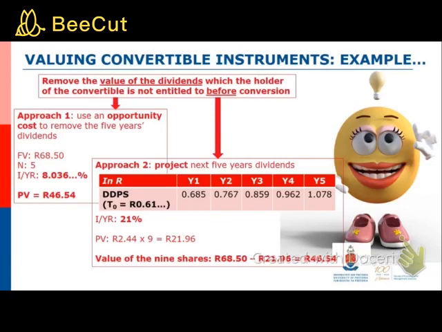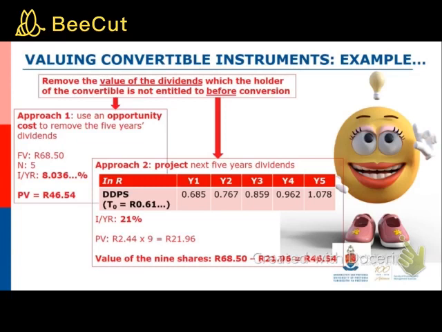So what are we going to do? We need to remove from that value the next 5 years' dividends, which would be the dividends in each year, bringing growth in those dividends in. So I can adjust that R68.50 value that we've just determined and remove from that the 5 years' worth of dividends. Now there are 2 approaches. To the left there, approach number 1, as I've called it, we are going to strip out those 5 years' dividends using an opportunity cost as a discount rate.